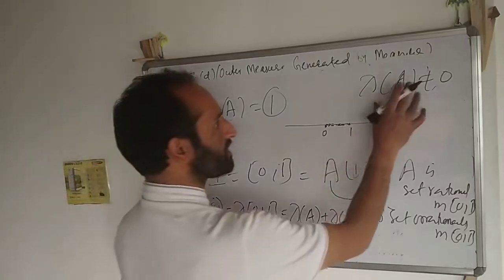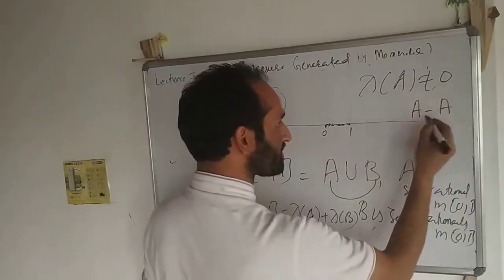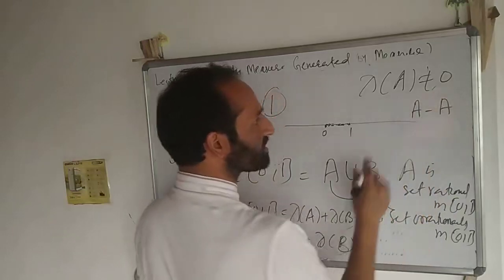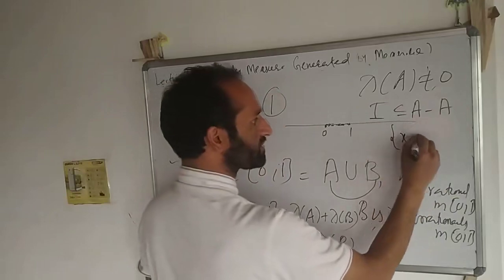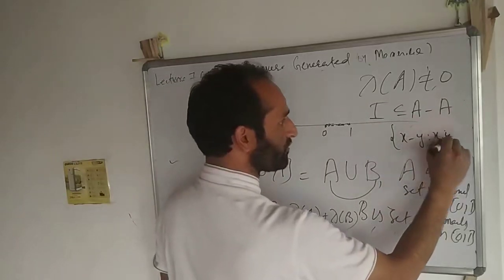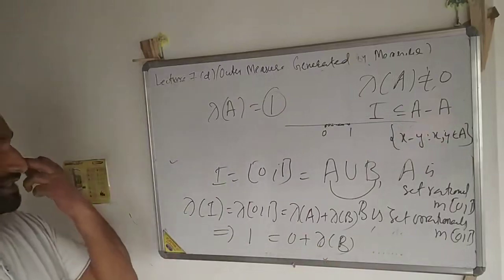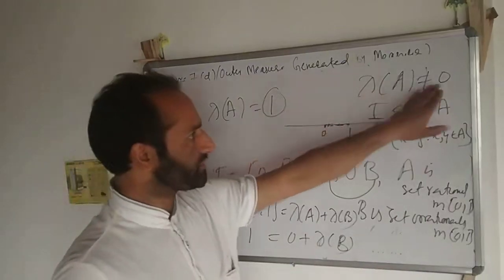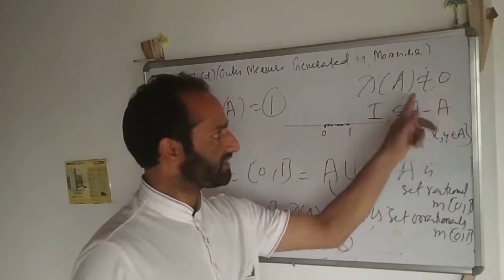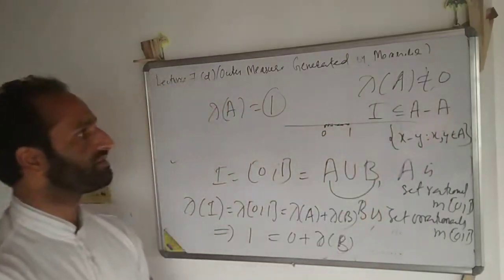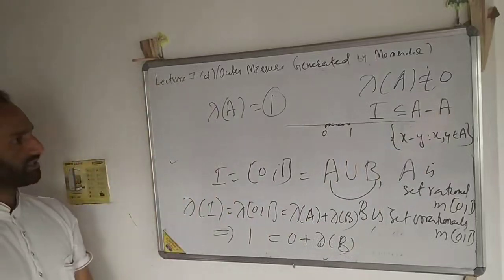But in coming lectures, we will show that if the Lebesgue measure of A is not equal to 0, then the algebraic difference of these two sets must contain an interval. What's A minus A? A minus A means x minus y, where x and y both belong to A. It's the algebraic difference. So we will show that if the Lebesgue measure is positive, then this algebraic difference of the set A must contain some interval. That theorem is called Steinhaus's theorem, which we will prove in coming lectures.